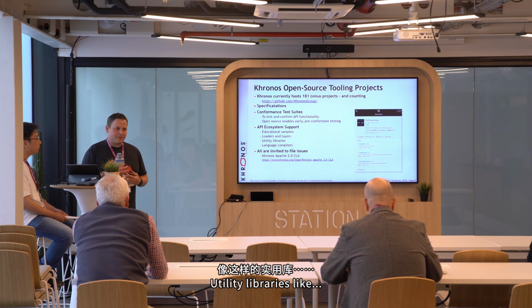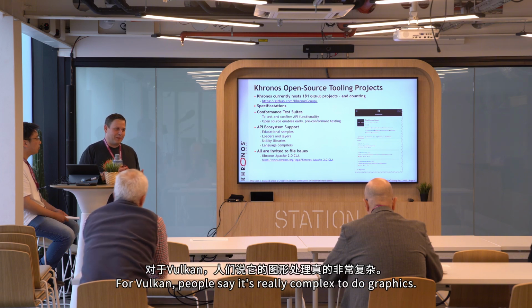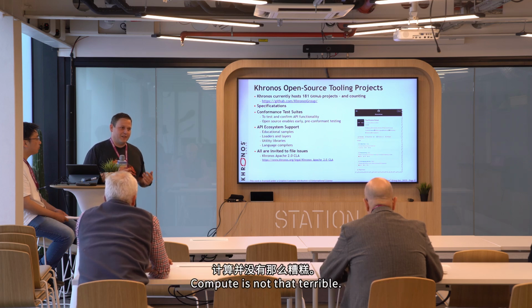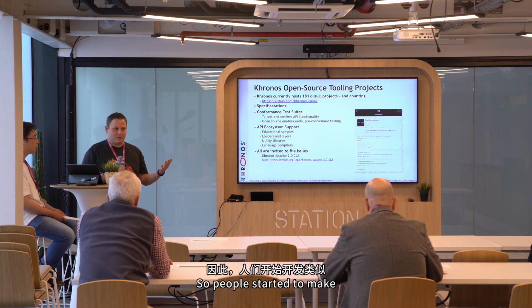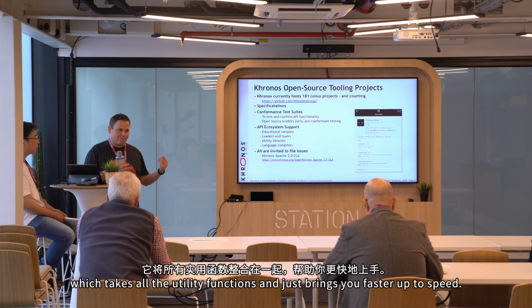Utility libraries like, I like Vulkan, sorry, so this is what I use often. For Vulkan, people say it's really complex to do graphics. Compute is not that terrible. Getting started takes a lot of lines of code, so people started to make something like Vulkan Bootstrap, which takes all the utility functions and just brings you faster up to speed.